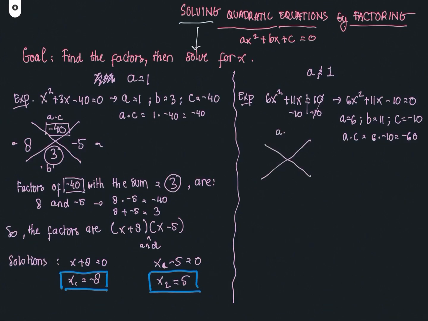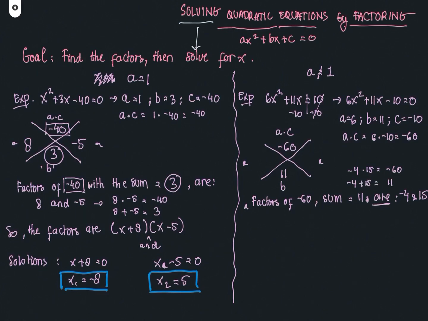And then again, a times c, 6 times negative 10 equals negative 60. Set up the diamond if you need to. And then now we're going to try to find the factors of negative 60 that have a sum equal to 11. And the two factors are negative 4 and positive 15, because when we multiply negative 4 times 15, we get negative 60. And when we add negative 4 plus 15, it's equal to 11.